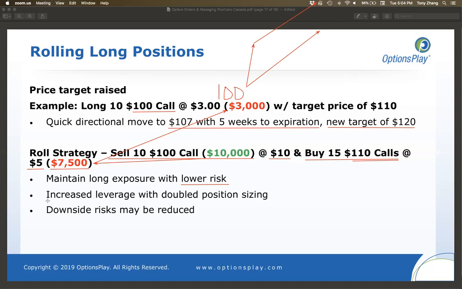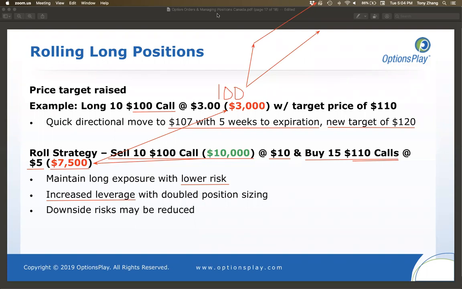You've increased your leverage on the trade because you've gone from 10 contracts to 15 contracts, and you've close to doubled your position sizing, and you've effectively reduced your overall risk from $3,000 to $500. And what you've done is you've basically bought yourself higher leverage. So if this trade does move up to $120, you're going to make even more money, because instead of just owning 10 contracts, you now own 15 and you have less risk on the overall trade.